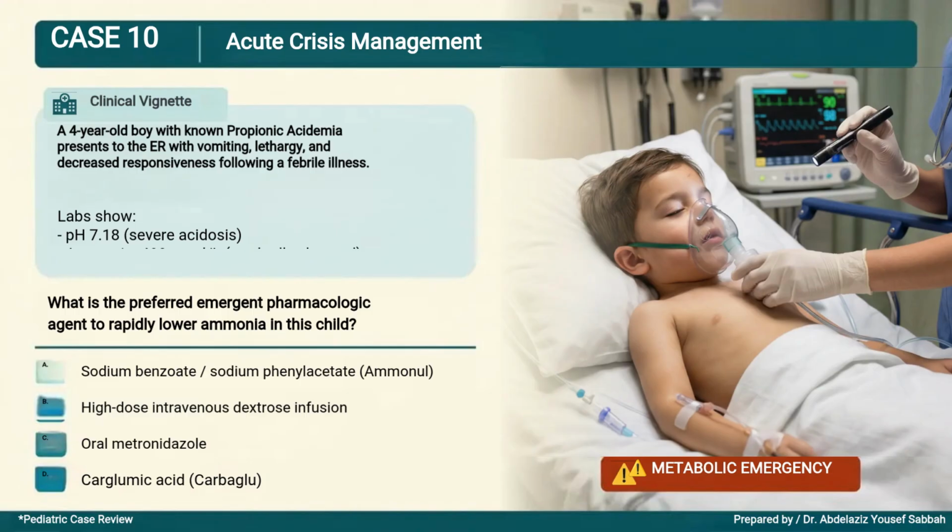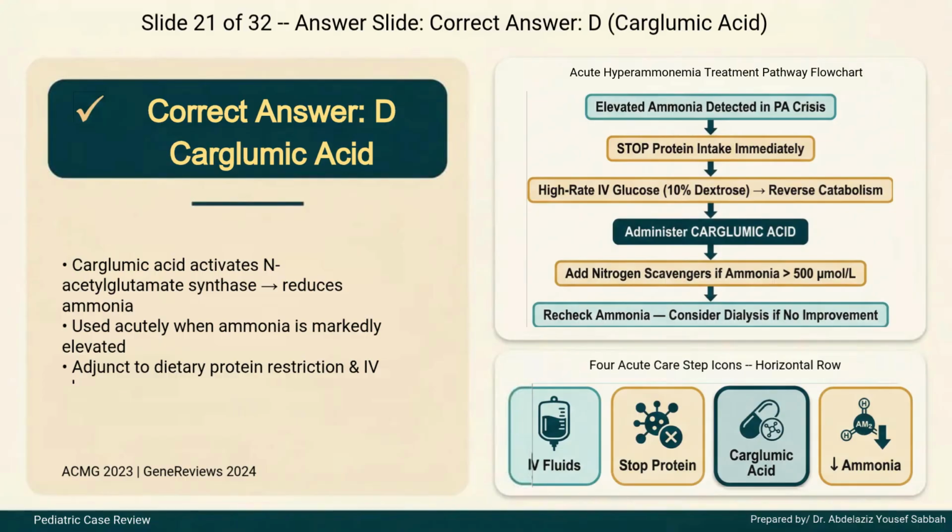Option A, sodium benzoate and sodium phenylacetate. Option B, high-dose intravenous dextrose infusion. Option C, oral metronidazole. Option D, carglumic acid. The correct answer is option D, carglumic acid.